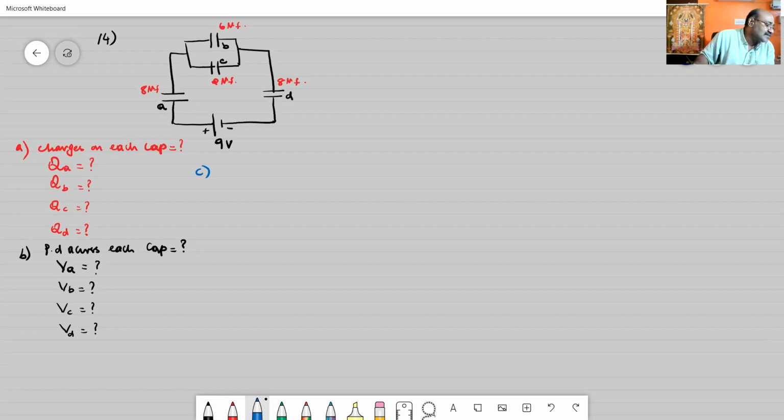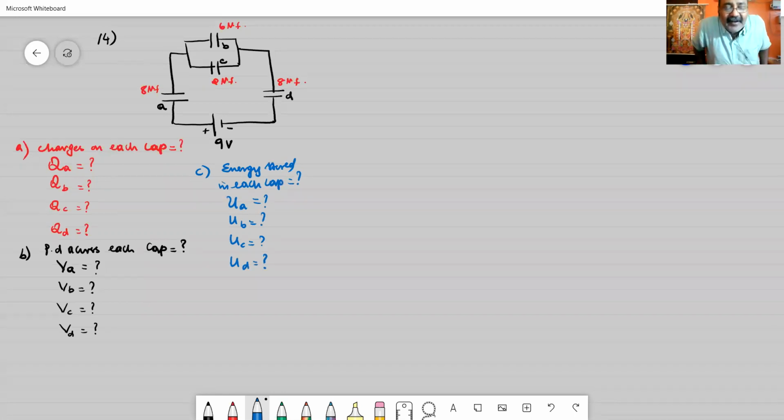Then we go for the third option, C. What is asked is the energy stored in each capacitor. Energy is represented by epsilon, so epsilon A, epsilon B, epsilon C, and epsilon D. First of all, let us calculate charge and potential, and then we can go for energy.